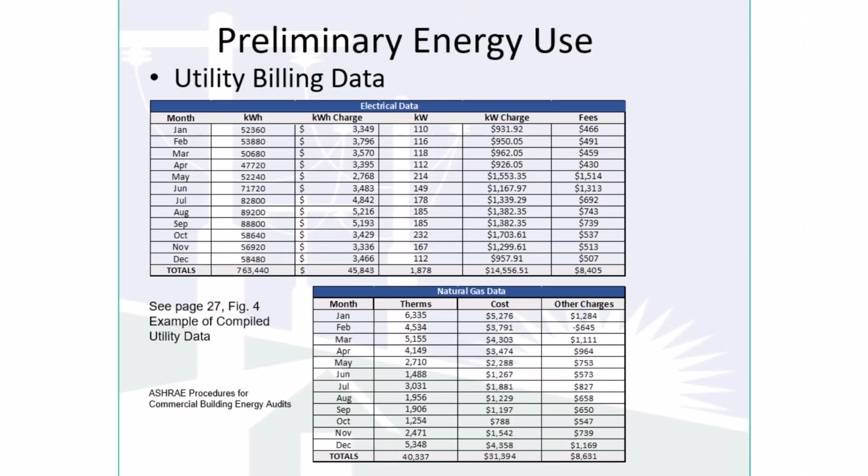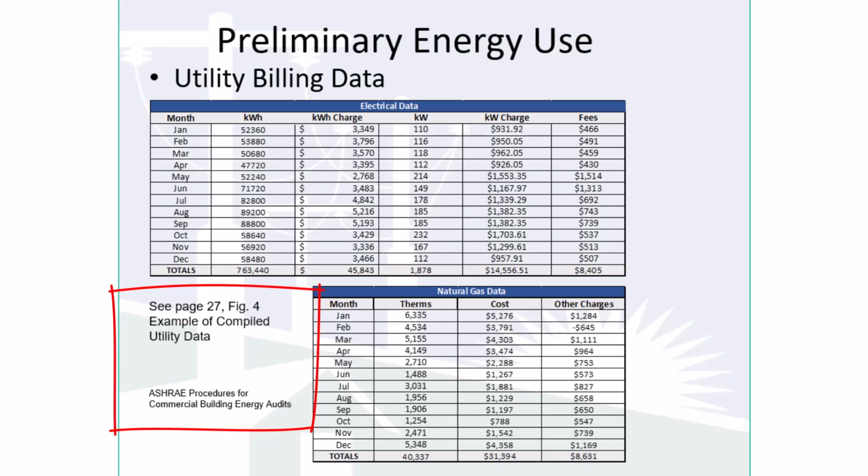So the monthly energy use, in this example, electrical and natural gas, needs to be collected and then put into a useful format using typically an Excel spreadsheet, as I've shown here. There's another example, figure 4, on page 27 in the ASHRAE Procedures Handbook that also shows another way of organizing your utility data.